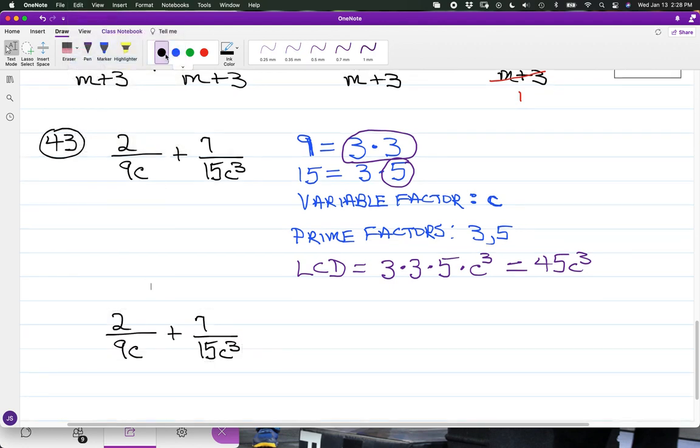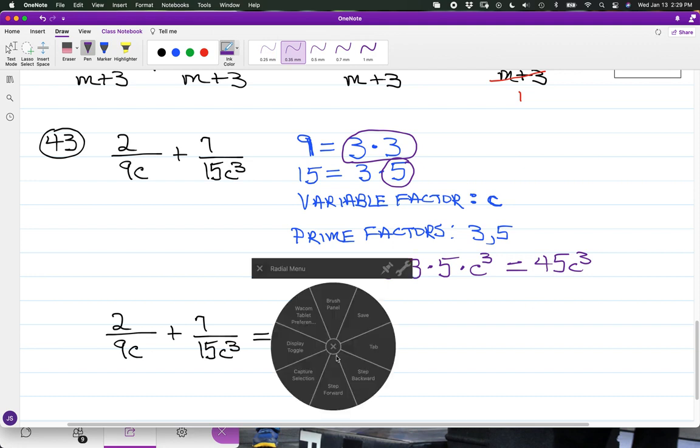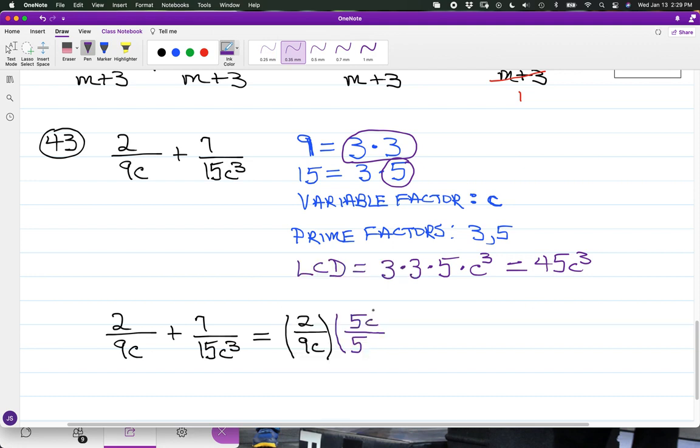In adding the fractions together, I'm going to adjust both 2 over 9c and 7 over 15 times c to the third in terms of the least common denominator. For 2 over 9 times c, I'm going to multiply this ratio by the number of times that 9c goes into 45c cubed. So 9 goes into 45 5 times, and c goes into c cubed c squared times.